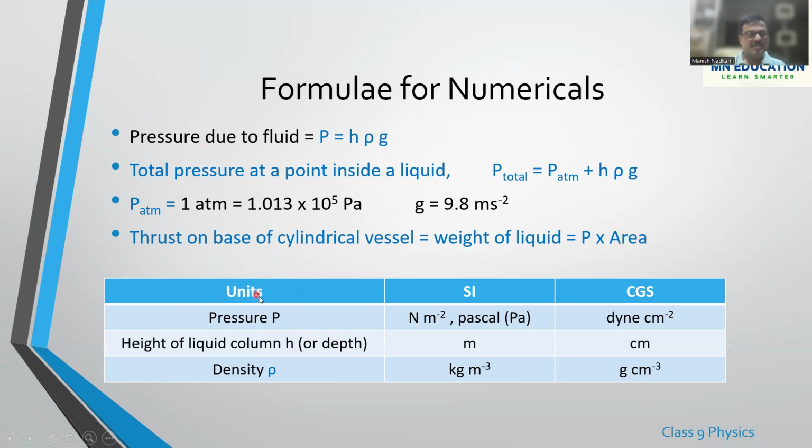Let's look at the units for pressure calculation. This column gives you the SI units and the next column gives you the CGS units. Pressure, we saw, is measured in Newton per meter square or Pascal. In CGS units, it is dyne per centimeter square. The height of the liquid column, h, the depth or the height of the liquid column, is in meters in SI units and centimeters in CGS units. And density rho is measured in kg per meter cube, or gram per centimeter cube in CGS units. Remember all these units.